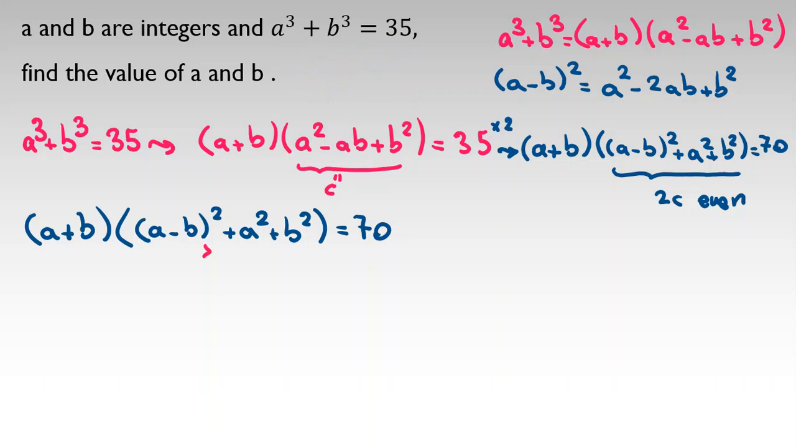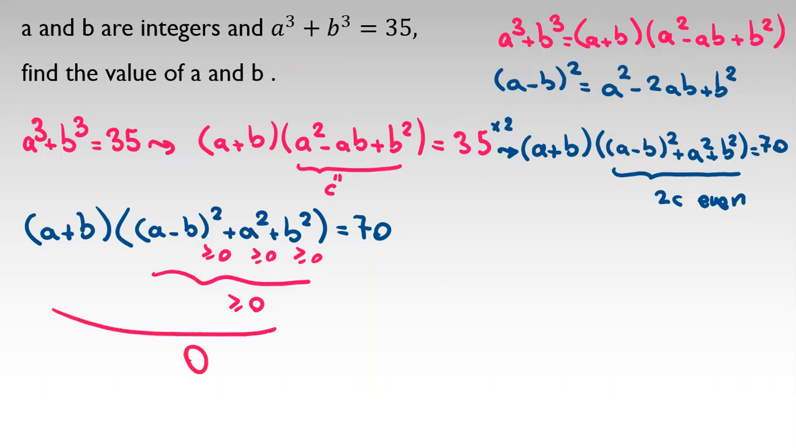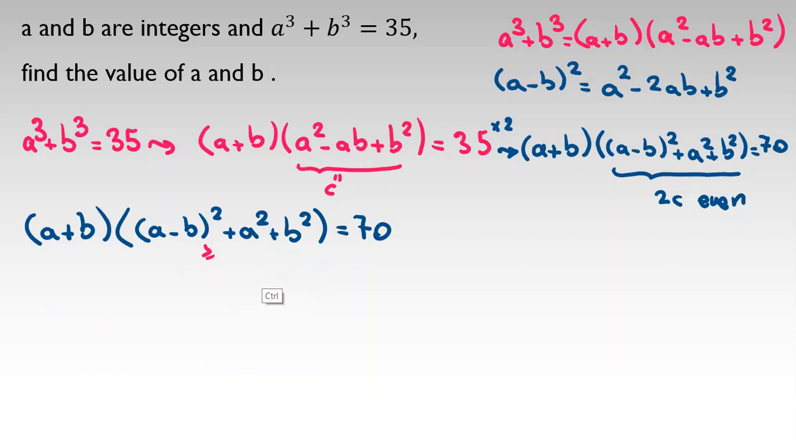So here it is at least 0, it is at least 0, it is at least 0. So the whole part is at least 0. But it cannot be 0, because if it is 0, the product is 0 and 70 is not. So we conclude this term is positive. And because this times this is positive 70, the first term also is positive. Now let's work on 70. We also know the second term is even because it is 2C, and it is positive.